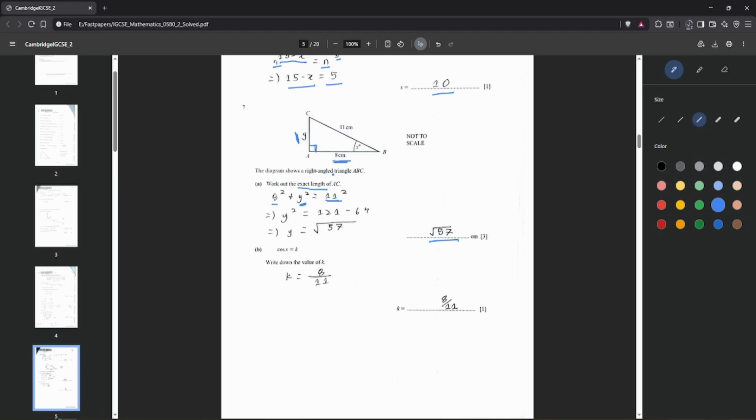Alright, now we have cos x is equal to k. Write down the value of k. So cos is equal to adjacent by hypotenuse, right? So we have adjacent side here 8 and we have hypotenuse of 11. So we divide 8 by 11 and this is the answer.